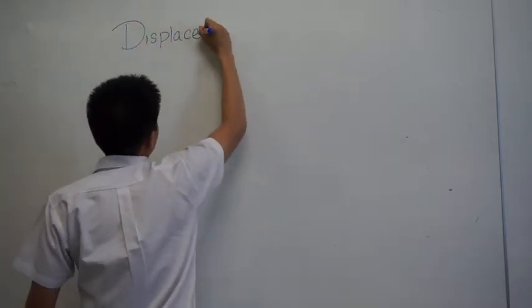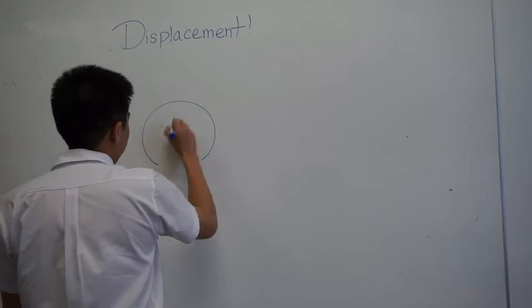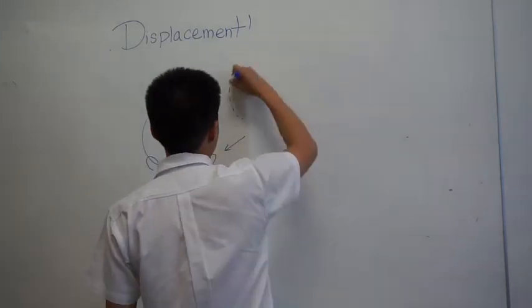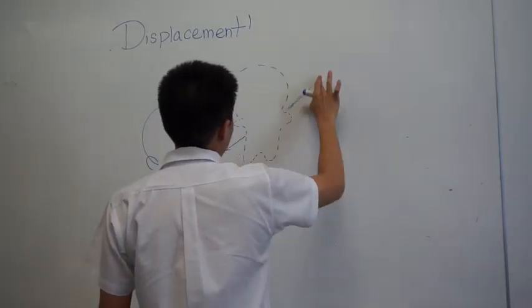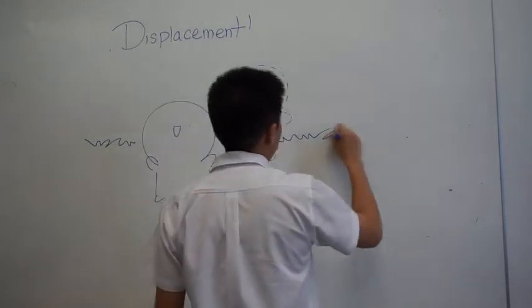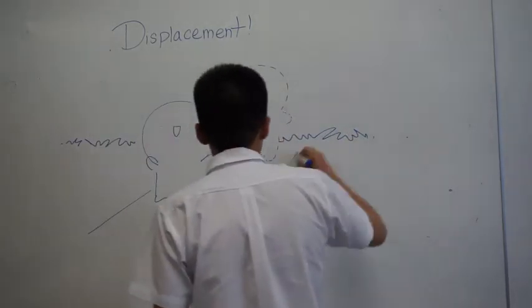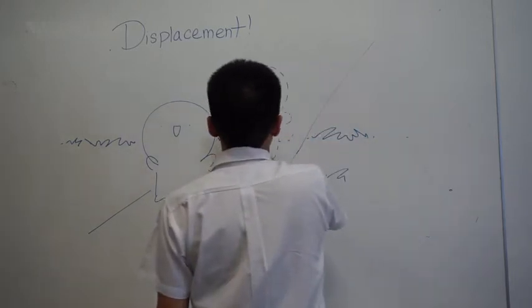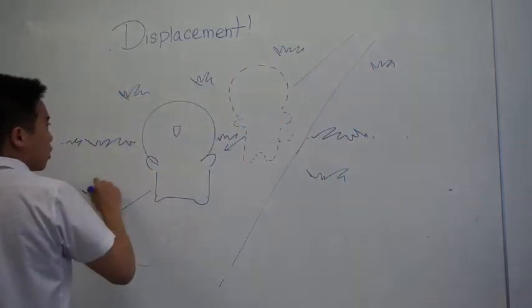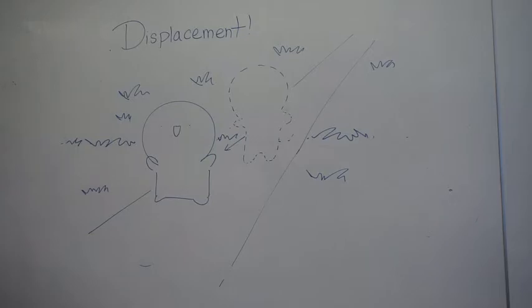Okay, first let's start with displacement. Displacement is defined as the change in position of an object, which has the equation delta x equals xf minus xi. Xf refers to the final position and xi refers to the initial position.